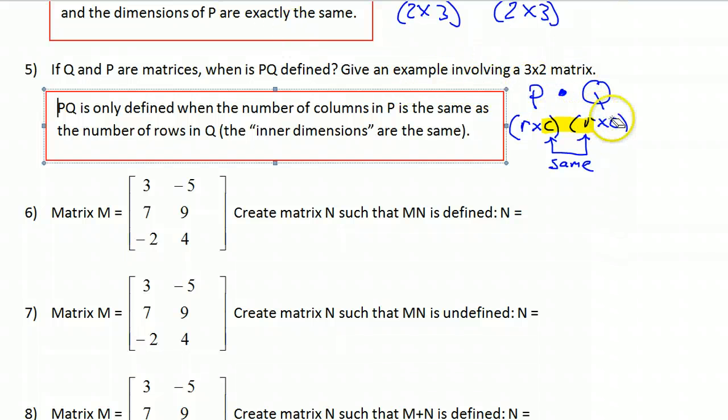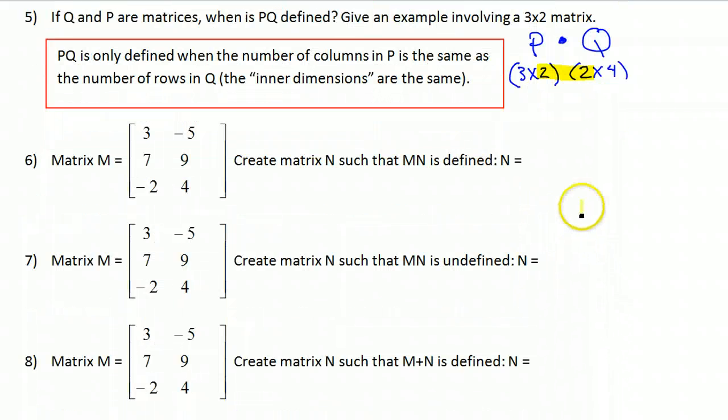I guess I said give an example involving a 3 by 2 matrix. So let me actually do what I said. You don't have to draw the 3 by 2 matrix, but let's say matrix P was a 3 by 2 matrix. Then matrix Q would have to be 2 by something. It wouldn't have to be 2 by 3, by the way. It could be 2 by 4, or 2 by 1, or 2 by 2. But the point is the inner dimensions have to be the same. So there's an example.